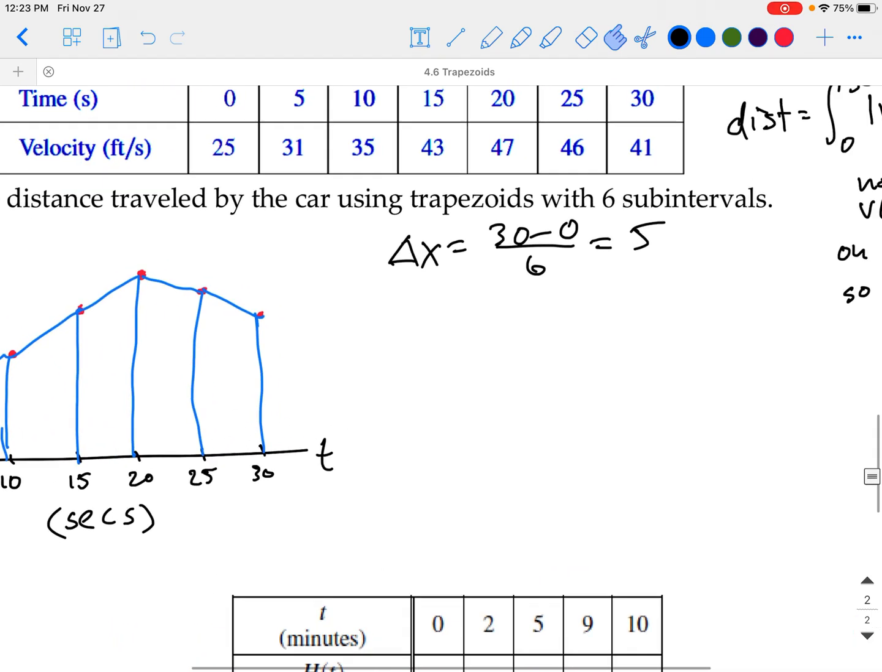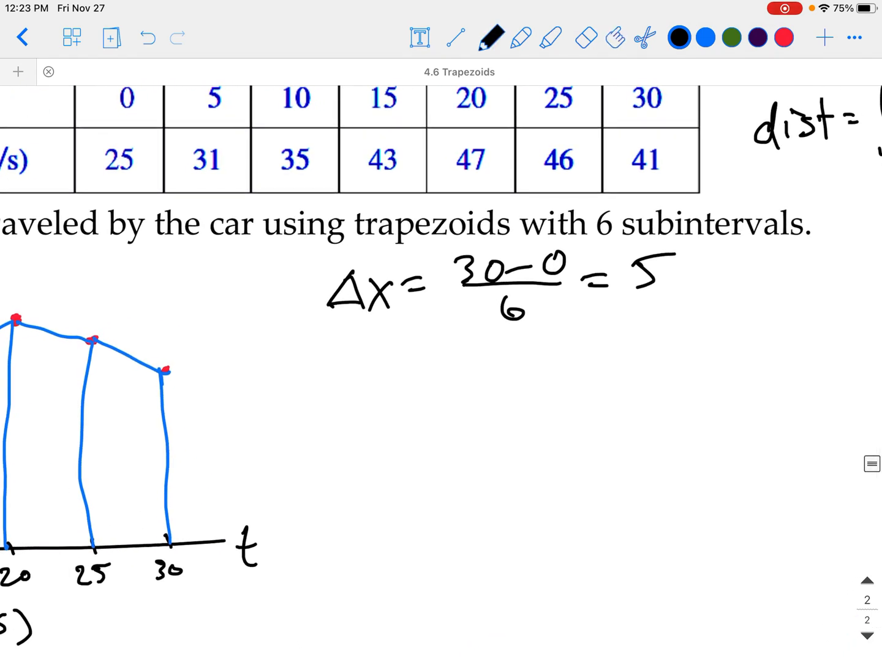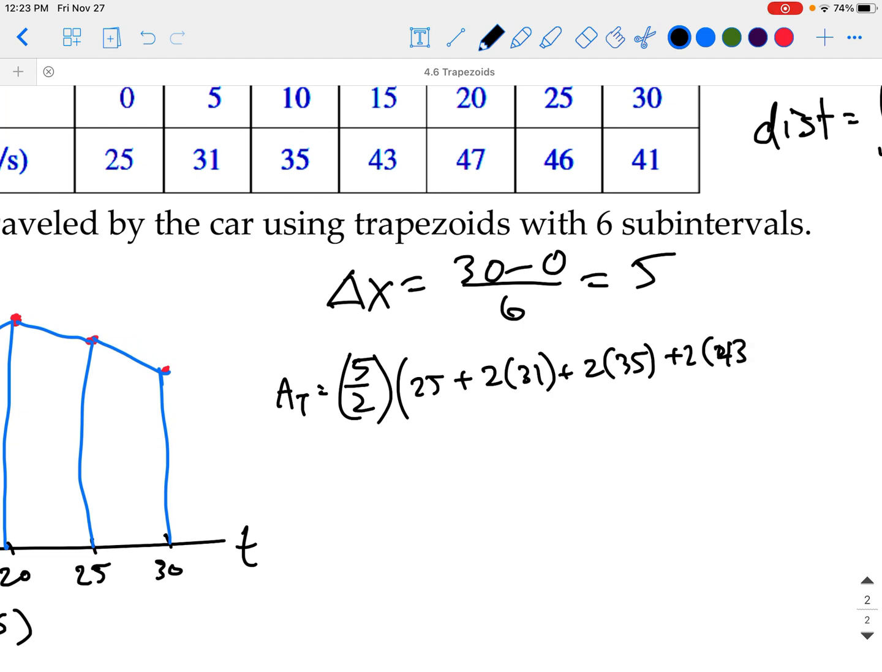And so let's go ahead and calculate our area here. So area of the trapezoid is going to be 5/2. So again, 1/2 times delta x, and then we'll have f of 0. So we've got 25 plus 2 times 31, plus 2 times 35, plus 2 times 43, plus 2 times 47, plus 2 times 46, plus 41. Let's double check that. 2, 2, 2, 2, 2. There should be 5. Perfect.